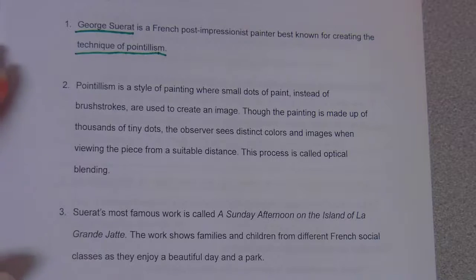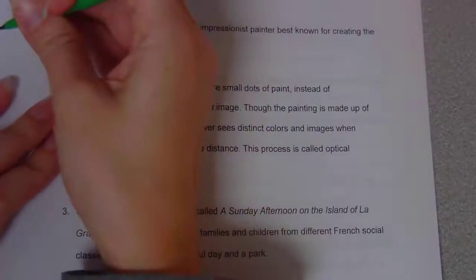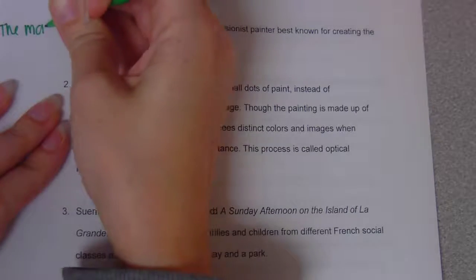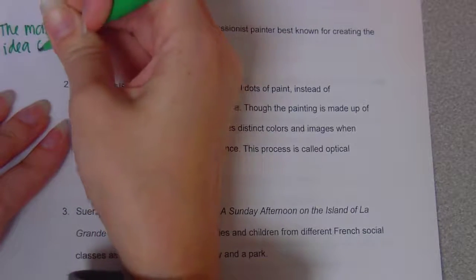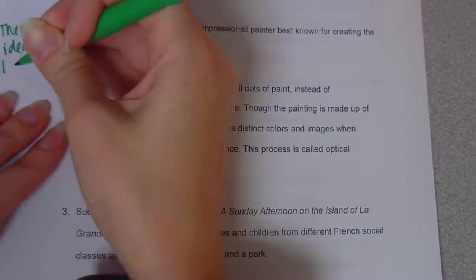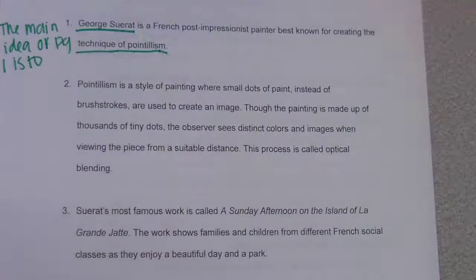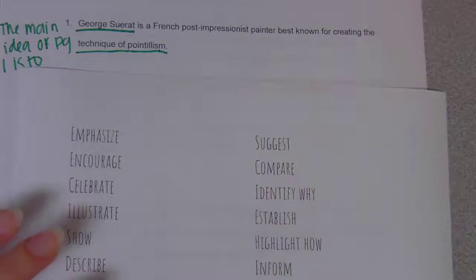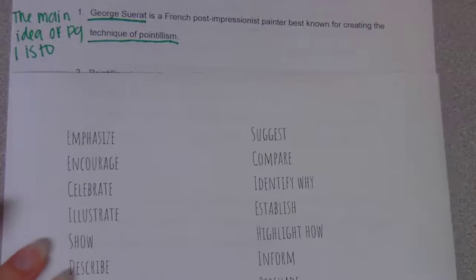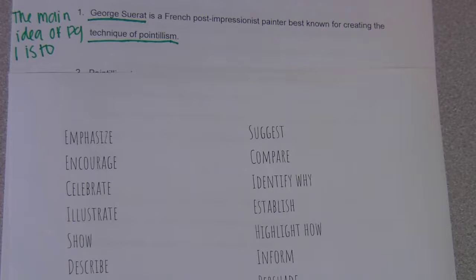All right, so I'm going to write out to the side and write it pretty small because we don't have a ton of room. The main idea of paragraph 1 is to... I know that this is an informational text, meaning the author's purpose is to provide information. So I'm going to look at my author's purpose verb word bank, and I'm going to choose a word on this word bank that the author is actually doing. You can pick more than one of these words.